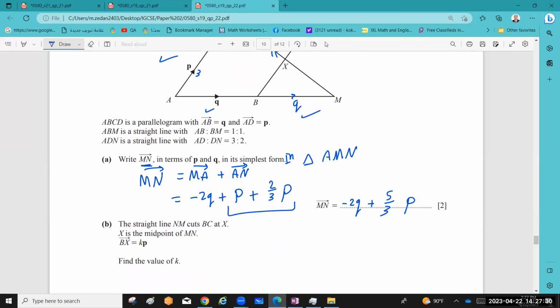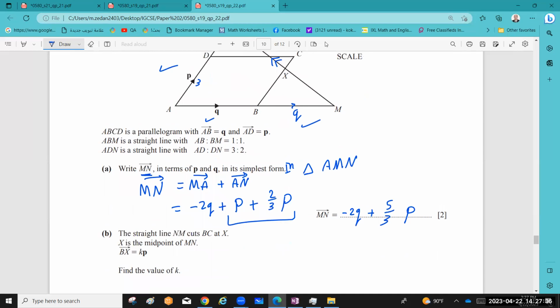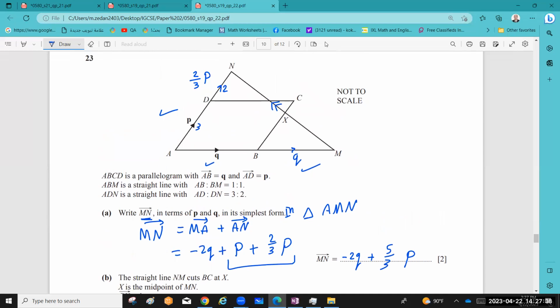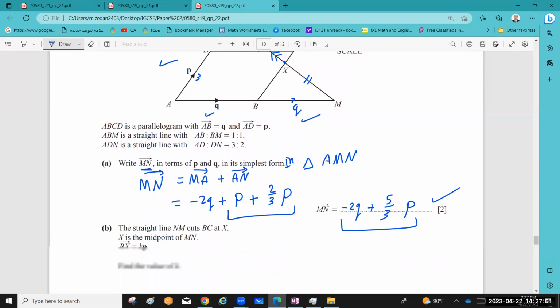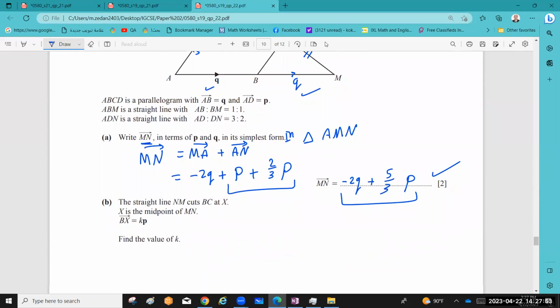Now the straight line MN cuts BC at X. X is the midpoint of MN. Good. I already found MN. So X is the midpoint: this part is equal to this part, each of them half the amount.